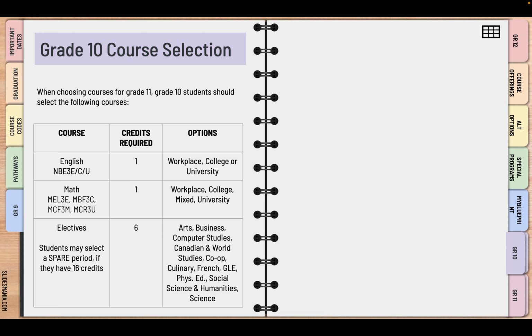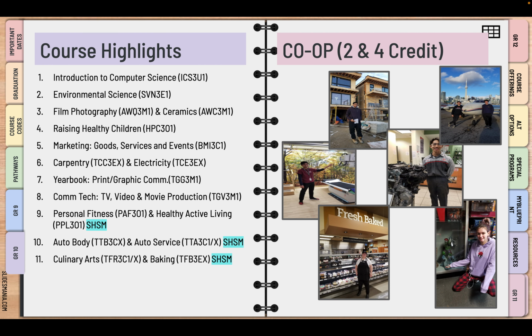When it comes to math, you have even more options. Aren't you lucky? You have the workplace math, MEL. You have the college level math. You have the mixed math, and you have the university math. Please make sure you're paying attention to that final letter, that final digit, as that will tell you the type of pathway your math class leads you to. And finally, for most of you, that's going to also mean 6 electives. Again, aren't you lucky? Lots of amazing options that we're going to take you through. So as long as you have that English and the math, lots of amazing options.